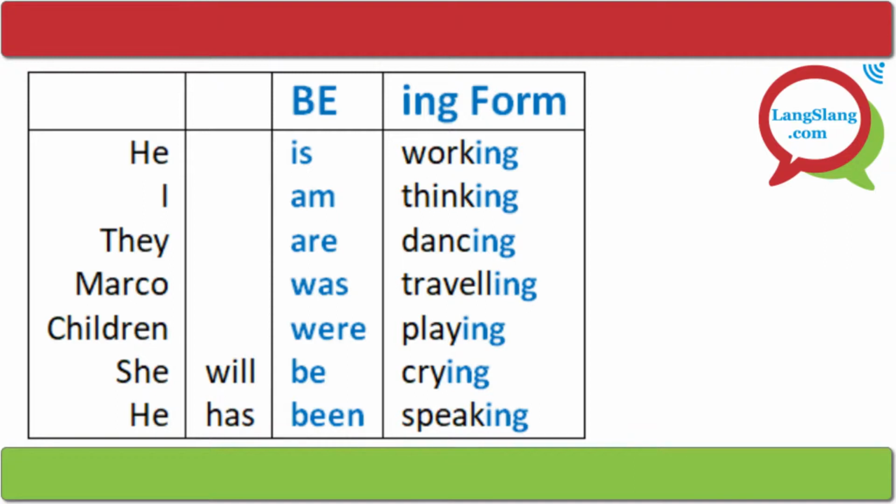And you see there, will be crying. So it is future continuous. He has been speaking is also a type of continuous. We will discuss that later. It is not in today's lecture. And use the have and past participle form for perfect.